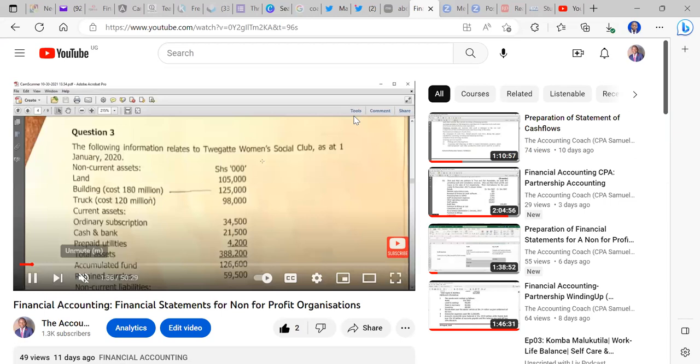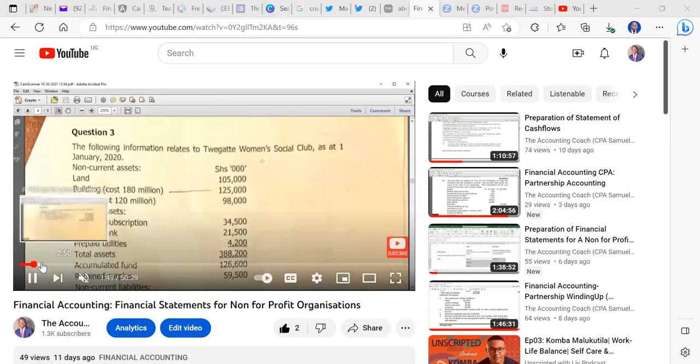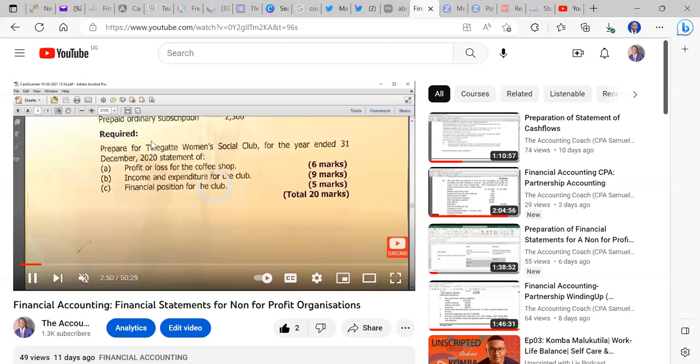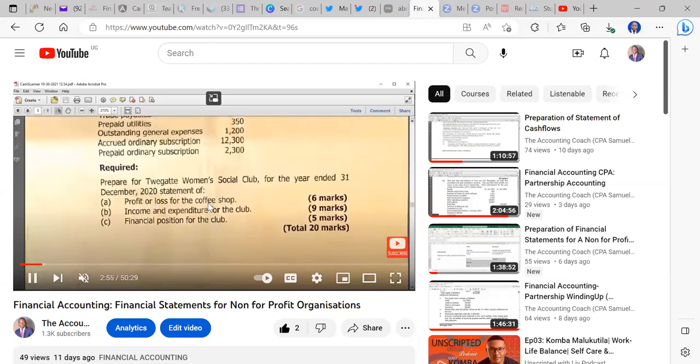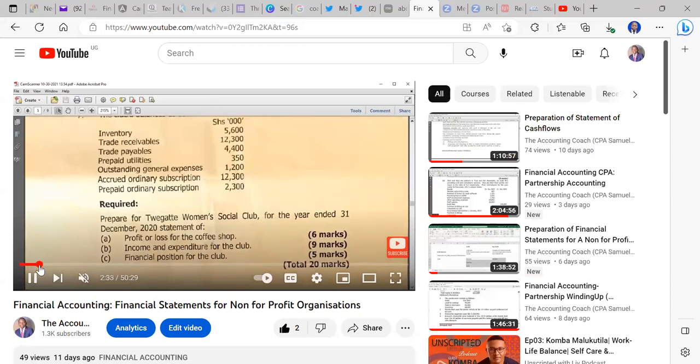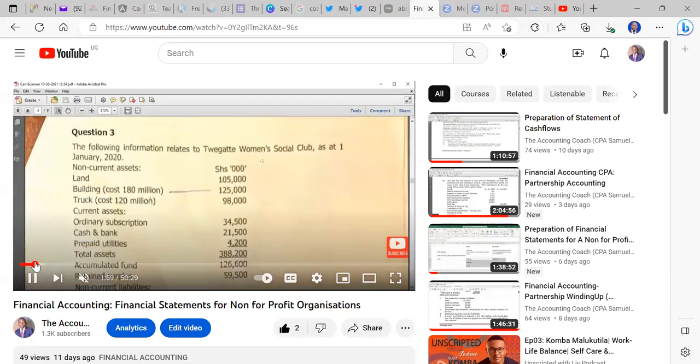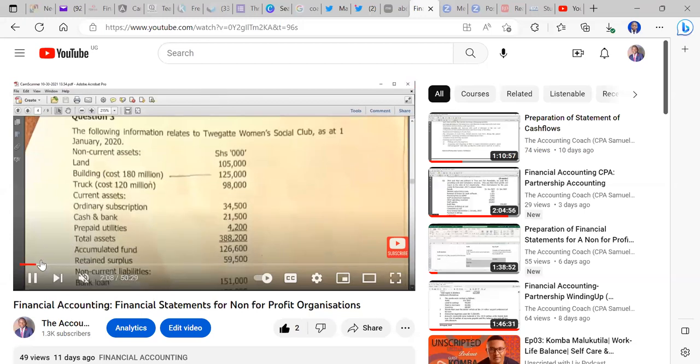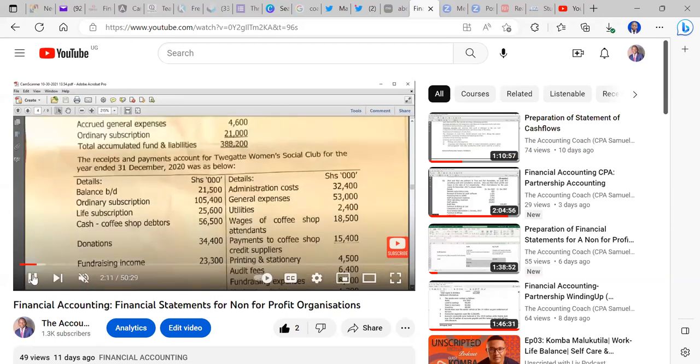Now, like you can see here, when you look at this video, the examiner went ahead to give us these balances as at 2020. And you see what they were asking. They were asking us to draw up the profit and loss and so on. But one thing you realize in this question, here they even gave us the accumulated fund. So what they gave you up here is more of a statement of affairs. Why? Because this is as at 31st December 2020.